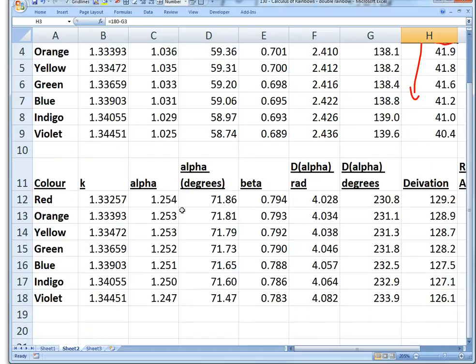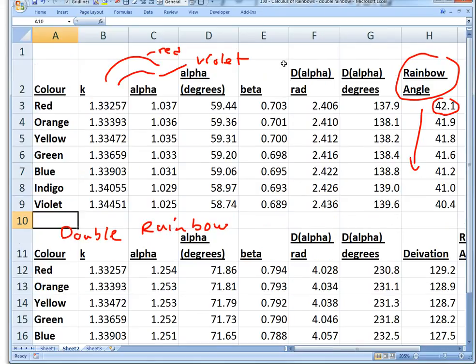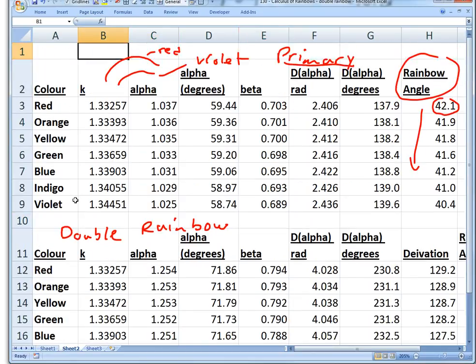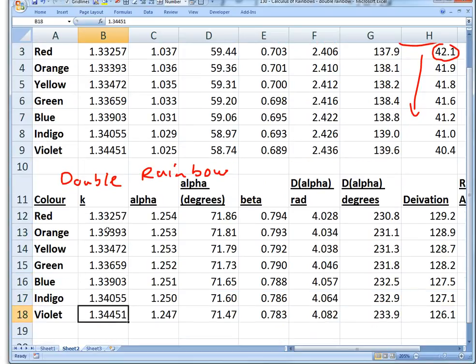But now if we look accordingly at the double rainbow here, let's write double rainbow. The top one is the primary rainbow, so let's write primary. If you look at this one here, again these are the same k values. You could look them up online too. So 1.332 is close to regular light, 4/3 is 1.333 and onwards, but this is for colored light numbers.